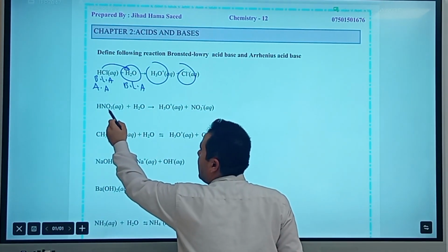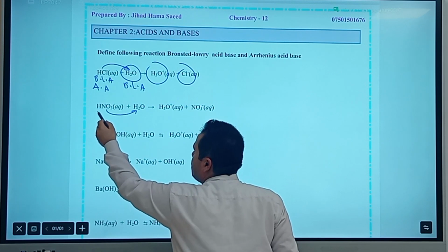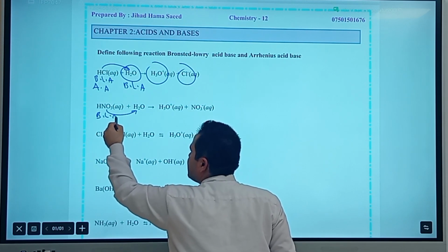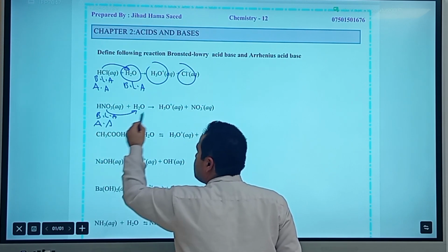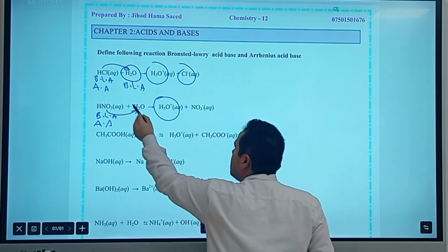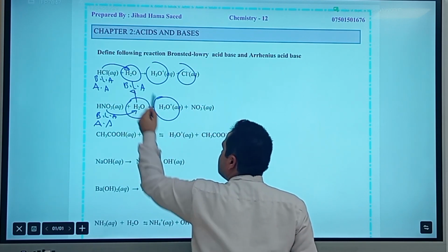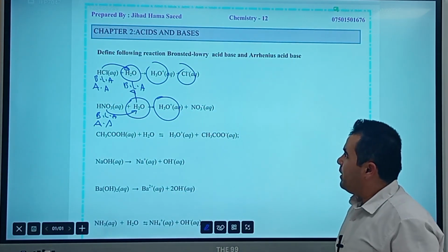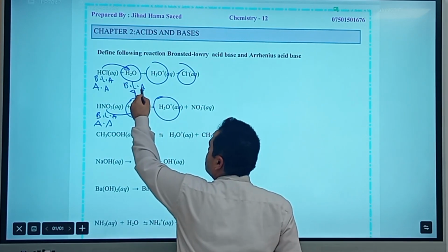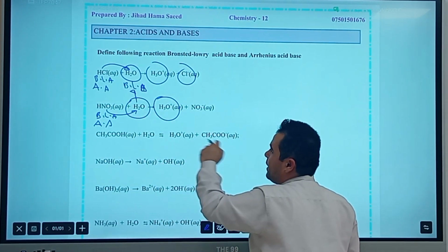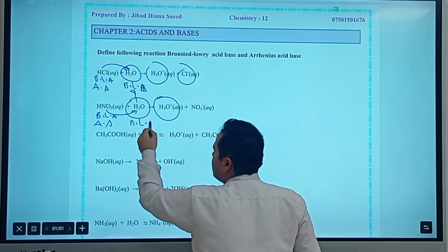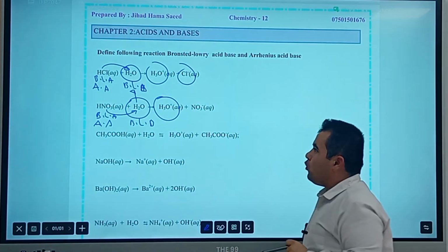The same here, guys. HNO3 donates a proton, so it's a Bronsted-Lowry acid, and an Arrhenius acid as well, because it increases the hydronium. H2O is a Bronsted-Lowry base. Sorry, here you have to say base. Bronsted-Lowry base. Why? Because it accepts a proton.